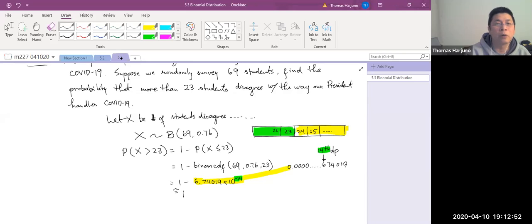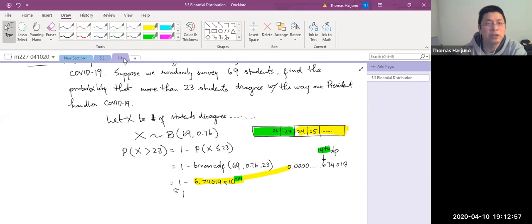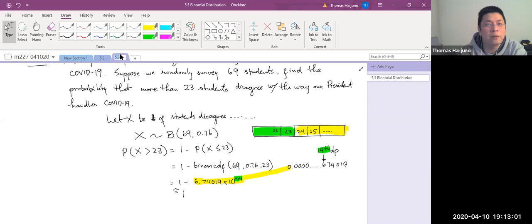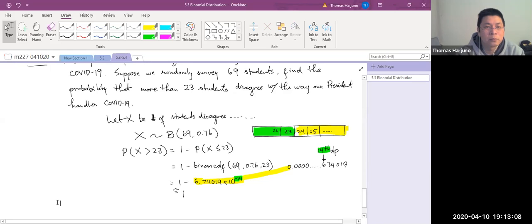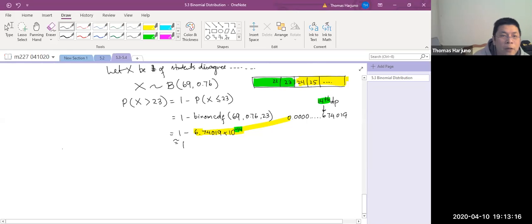Let me continue right away to 5.4. I will put them together in the same section. It's just a little continuation. 5.3, 5.4. So suppose X is binomially distributed with parameters n, p.